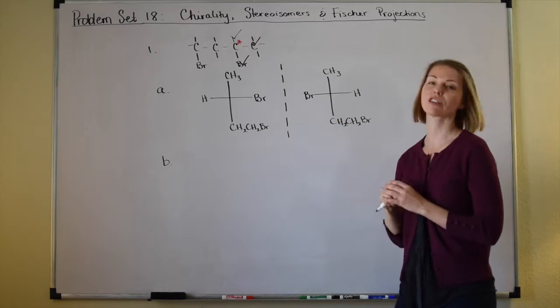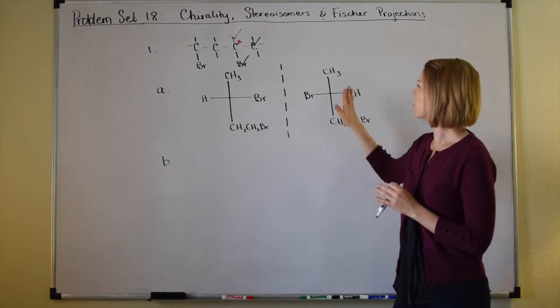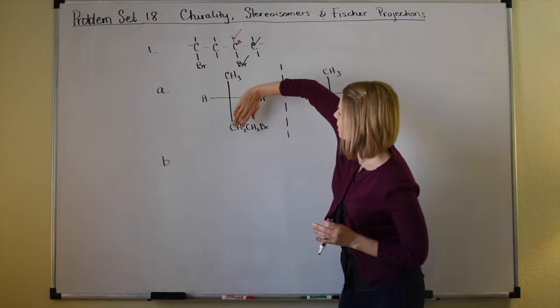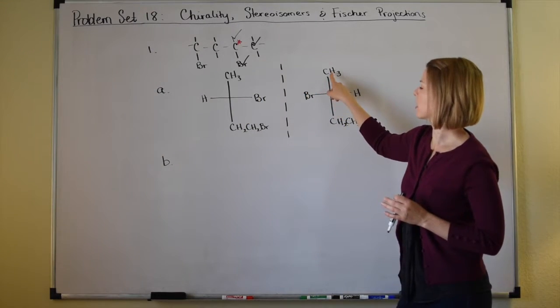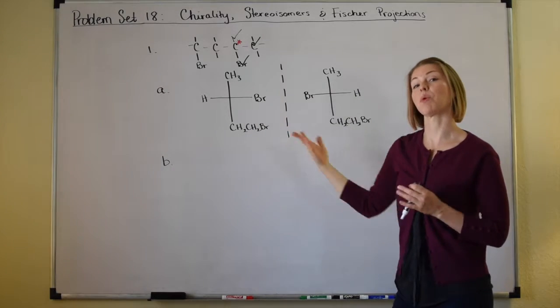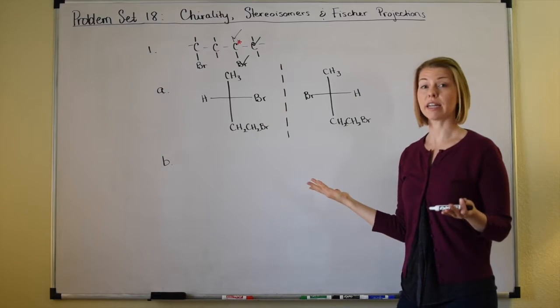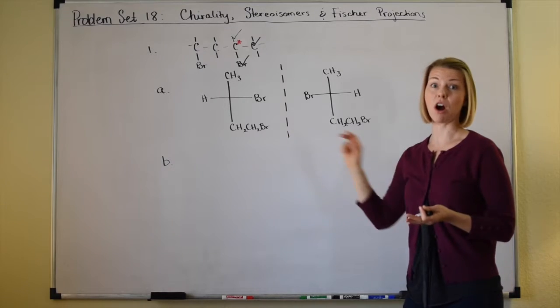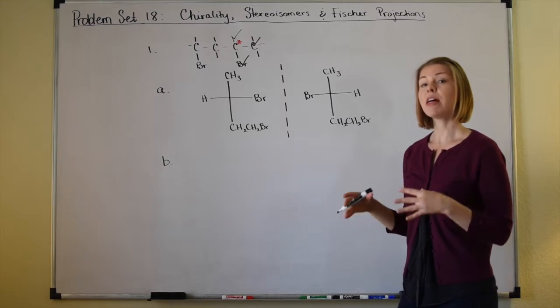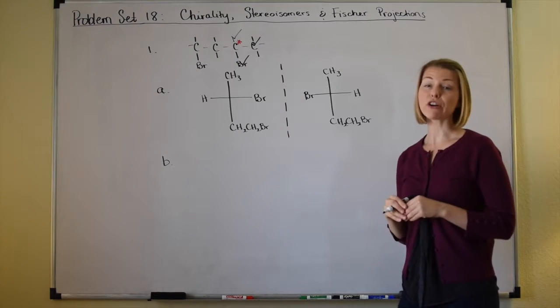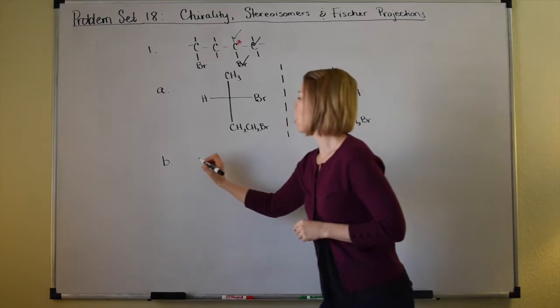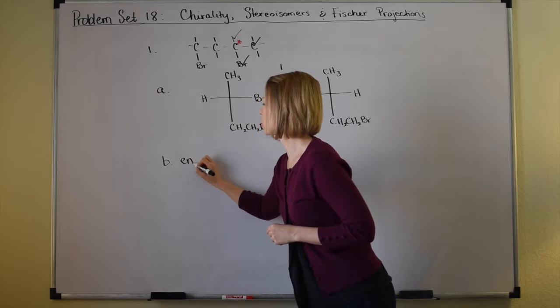Same thing with the horizontal bonds. And then if you try to rotate it this way to get the bromines to line up, notice that your CH3 is going to be on the bottom in one of the molecules, so it's not going to line up with the CH2, CH2, Br. So they are not the same. They are non-superimposable mirror images, which are known as enantiomers.